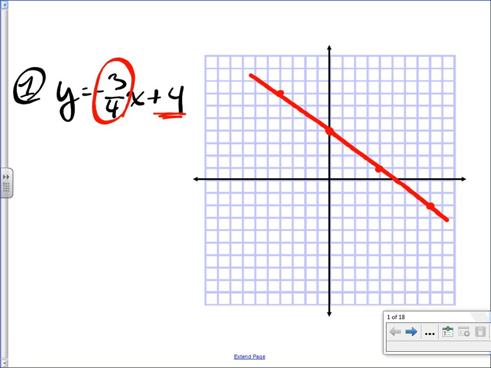So this is the graph for number 1. That's what everyone should have. That's not what I have. All right, well then we need to fix it.